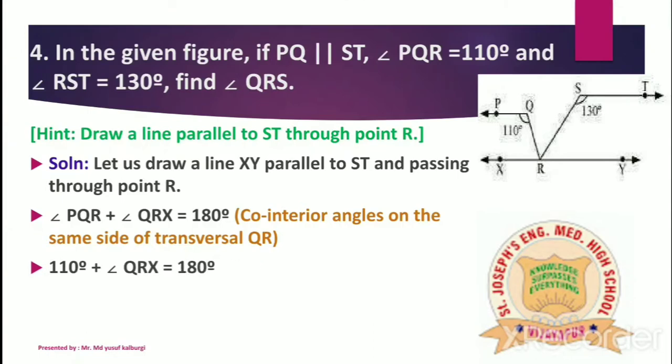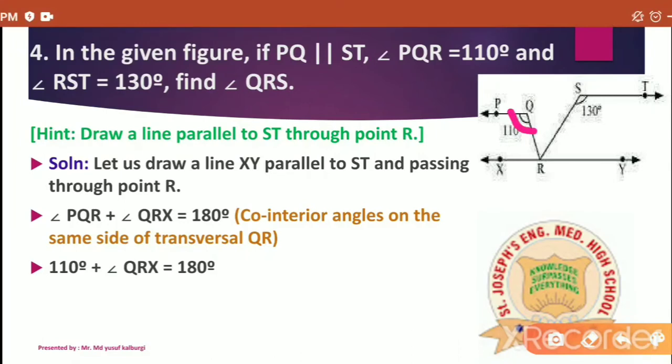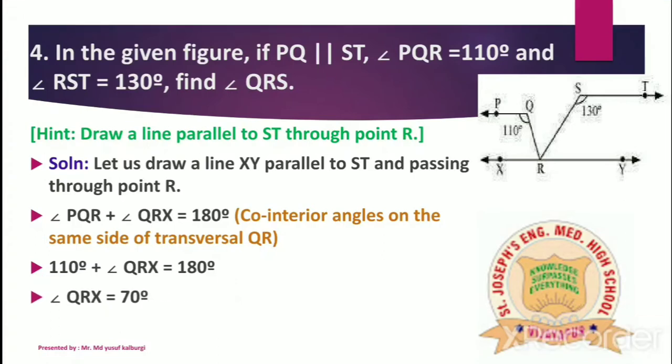On the left side, we have got one angle, angle PQR, which is 110 degrees. Angle QRX we don't know. So can we find that angle QRX with that value? Yes, we can find. Once you put that value of 110 degrees here and take it to the other side, it will become negative. So 180 minus 110 degrees will give you 70 degrees. That's what we have written here.